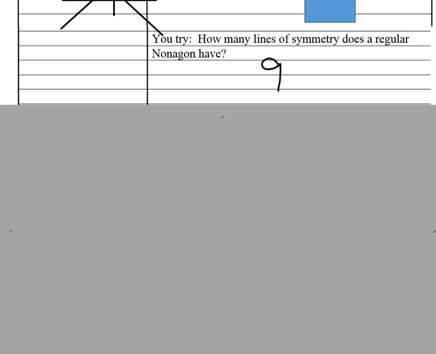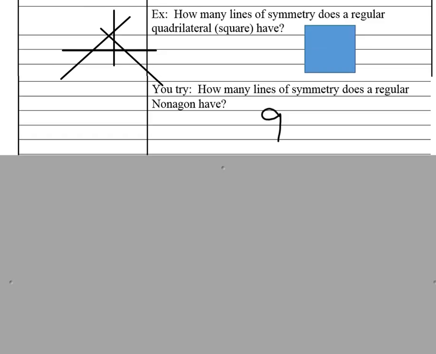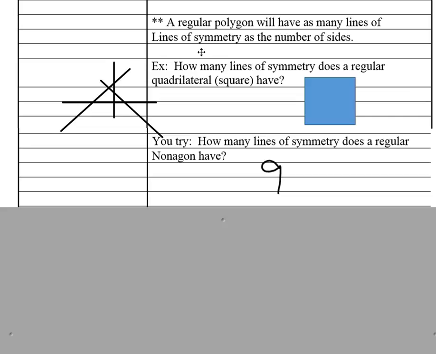So you should have gotten 9. 1, you had to know that a nonagon is a 9-sided polygon. And 2, you had to know that a polygon has as many lines of symmetry as number of sides if it's a regular polygon.